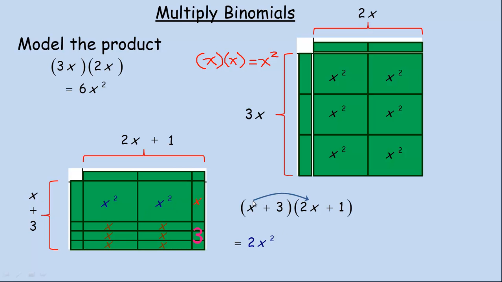Next, I multiply x by the 1 over here. And so 1 times x is x. And so that's this area right here. It's x in this dimension by 1 in this dimension.